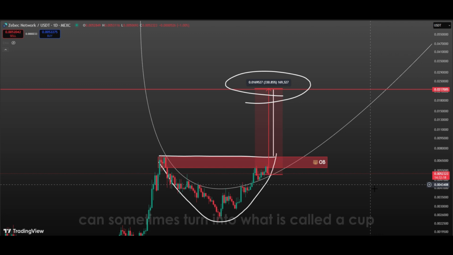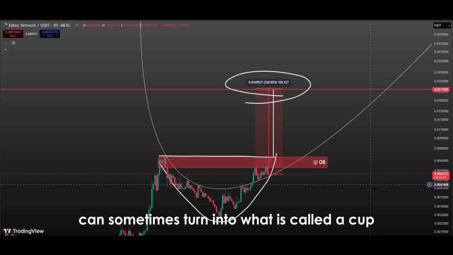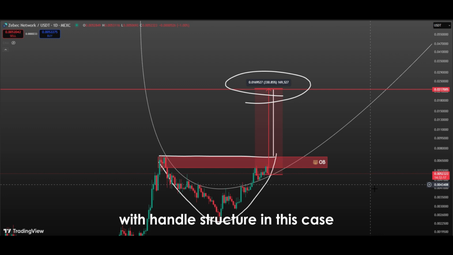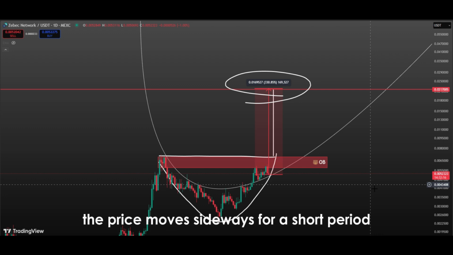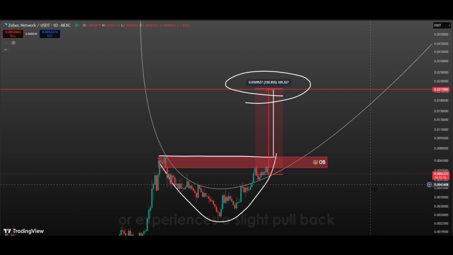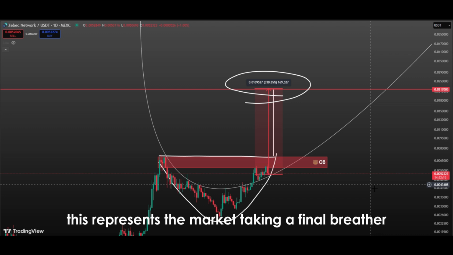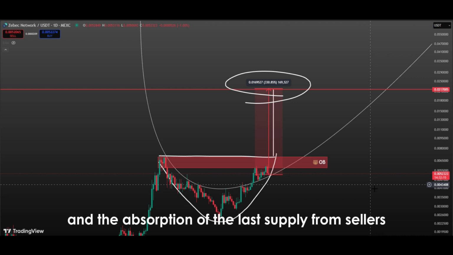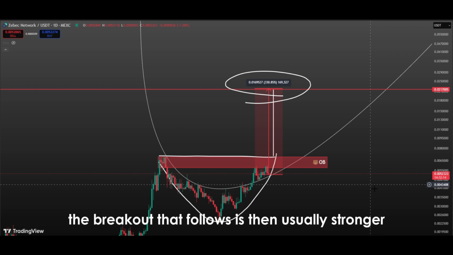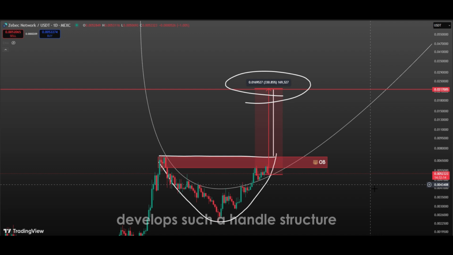Cup formations can sometimes turn into what is called a cup with handle structure. In this case, before breaking the top of the cup, the price moves sideways for a short period or experiences a slight pullback. This represents the market taking a final breather and the absorption of the last supply from sellers. The breakout that follows is then usually stronger. If the current formation develops such a handle structure, the breakout may be more solid.